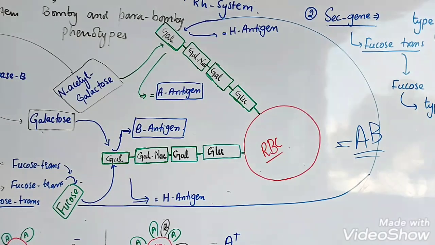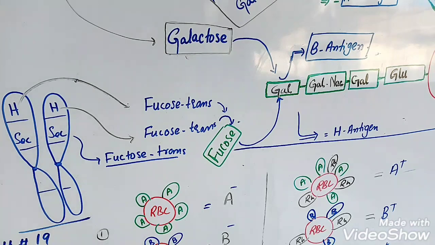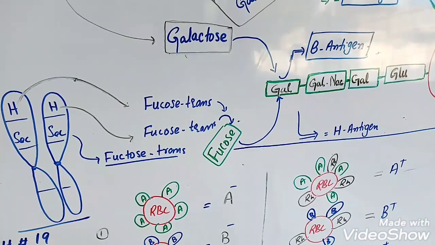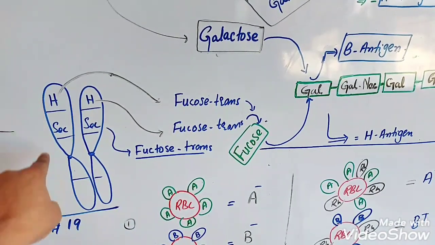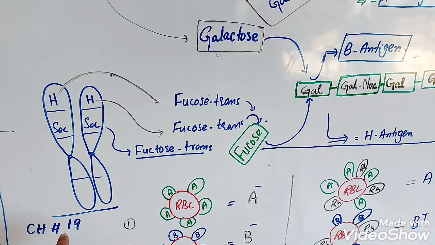How these oligosaccharides will be modified, we are going to explain, so be ready, attentive. For the modification of oligosaccharides, multiple genes are involved. Say, 2 genes are involved. One of them is the H gene. This H gene is found on chromosome number 19.